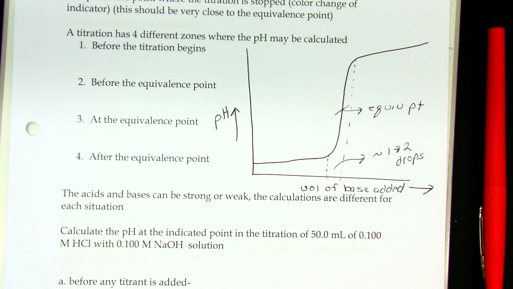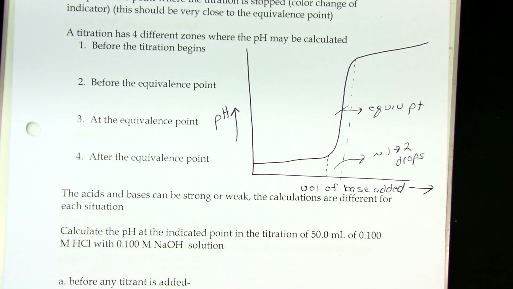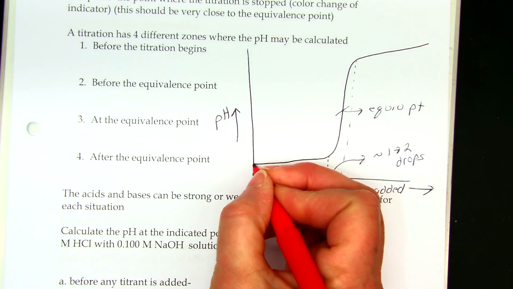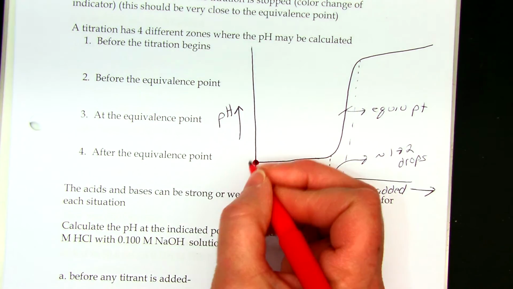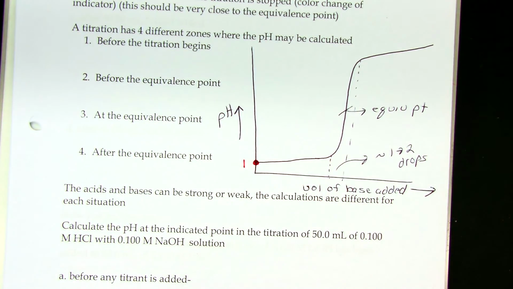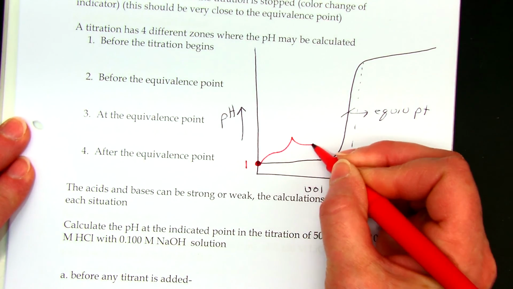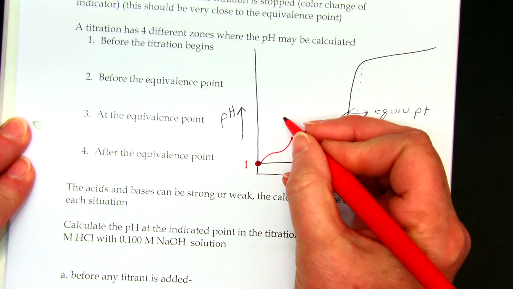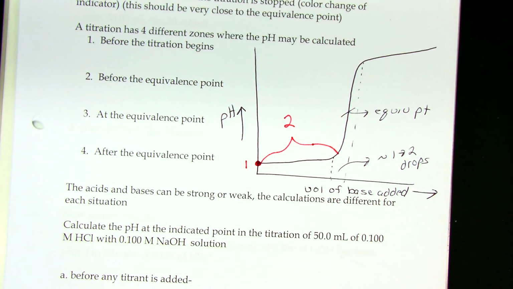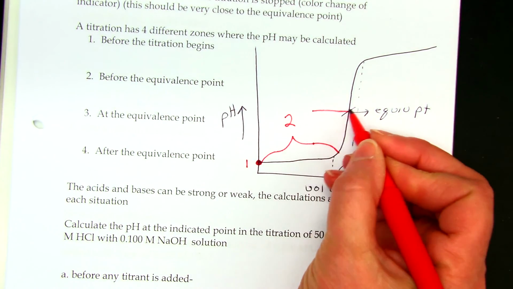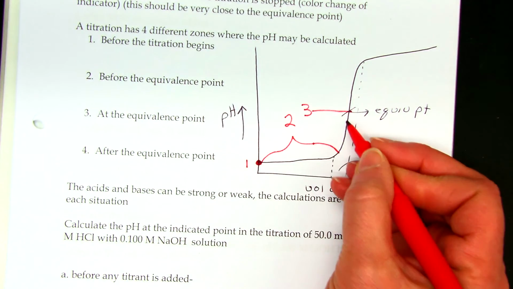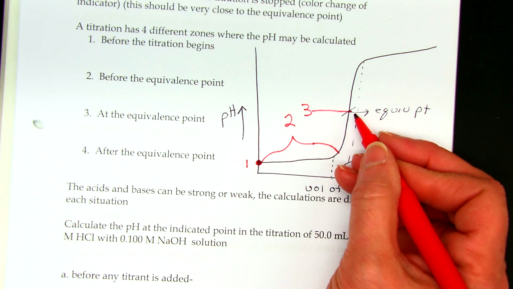So when we're talking about titrations, we have 4 different zones where we can deal with the pH. The first zone is right here, where all we have is acid in a beaker or an Erlenmeyer. And we can calculate the pH of the acid before our titration begins. Then we have the next area in our titration curve, which is here, before the equivalence point. I've added some base, but I'm not done titrating. Once we reach the equivalence point, this is zone 3, we can calculate the pH at the equivalence point.